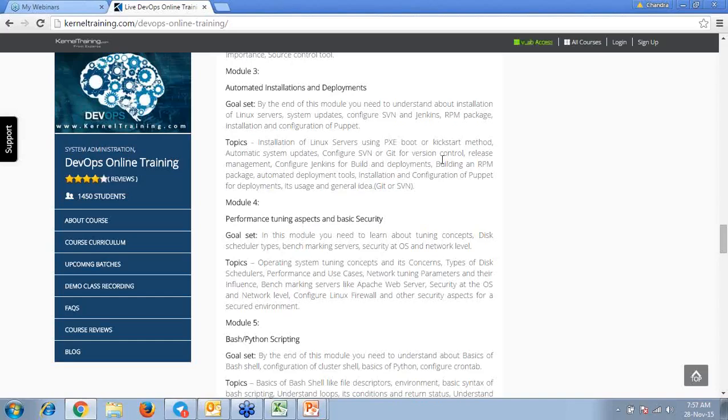Okay. The first question will be answered by Chandra. Let Chandra carry on with the basic funda of DevOps. The second question I can answer.